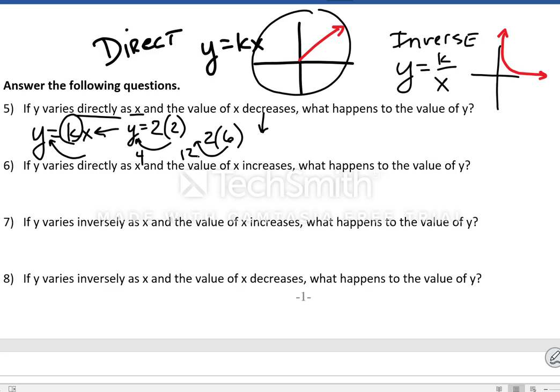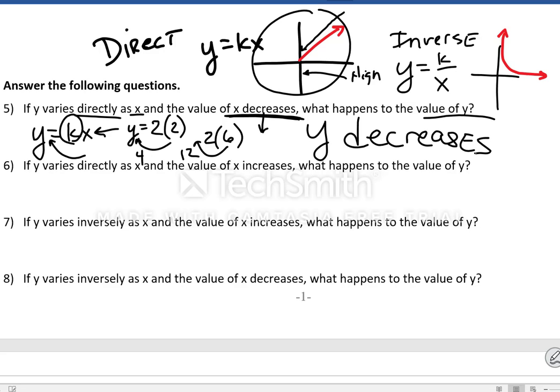Plus, if we look at the graph, we can look at this as well. If x decreases, that means x is going down. So x starts high here, and it's going down to the left. So what happens to my line? It's coming down as well. So if x decreases, y decreases. Whatever x does, y does in a direct variation equation. For number 7, I'm going to skip 6. You're going to be doing 6 yourself.